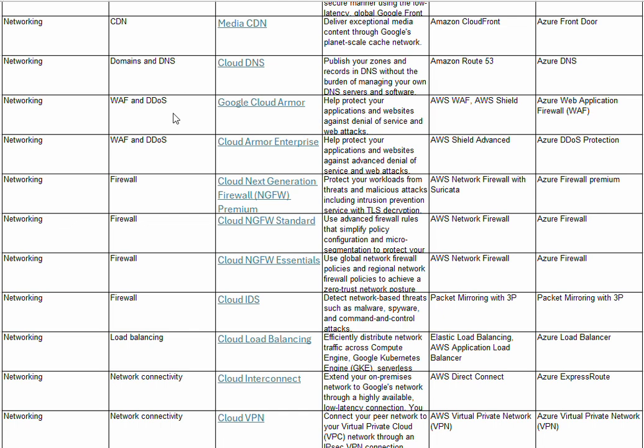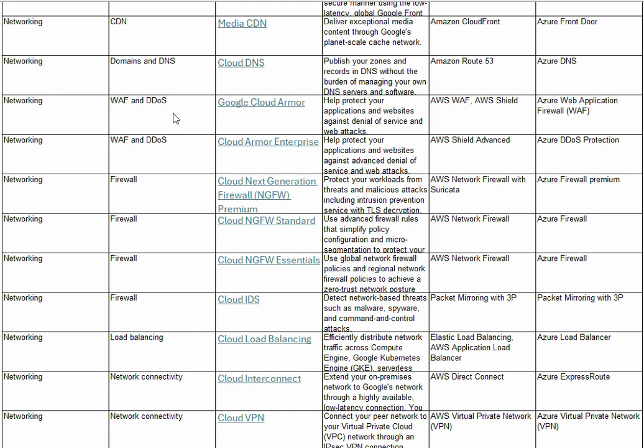What they do in a DDoS is try to attack a particular server, or make the server busy with huge requests which the server cannot handle. That kind of attack is called a DDoS attack. To protect against that, they have these services. Also Cloud Armor Enterprise, one more service on Google Cloud, and on AWS Shield Advanced, and Azure DDoS Attack Protection. These are separate services, so they're mentioning it here.